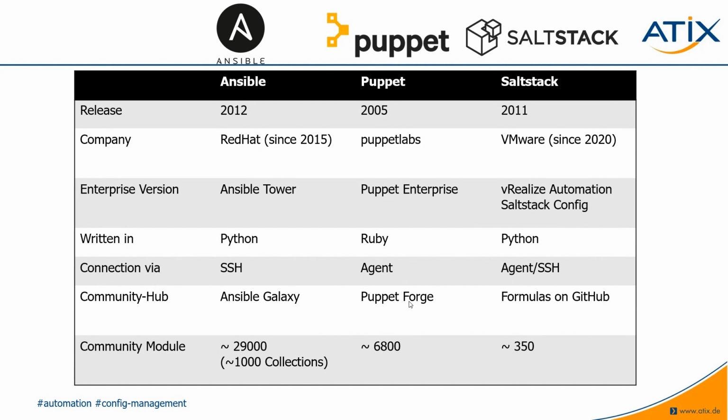And with SaltStack, the great thing is you can have both. SaltStack has an agent, which is in this case called Minion. And the Minion works very similar to a Puppet agent. So you can run it periodically, and the server itself asks a master system how it should be configured, and applies every change. On the other side, SaltStack is available via SSH.